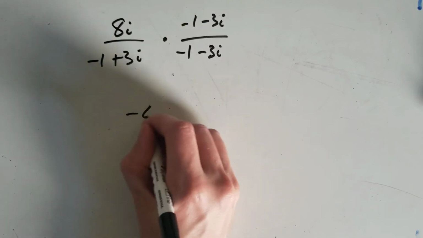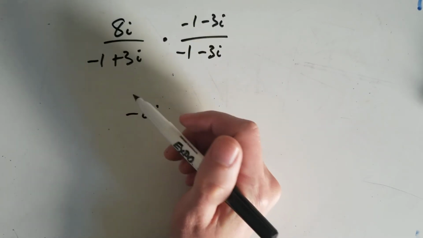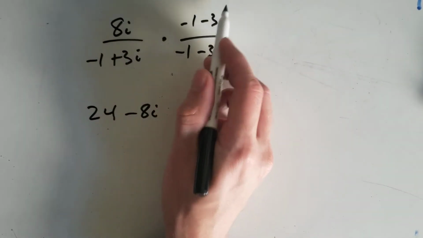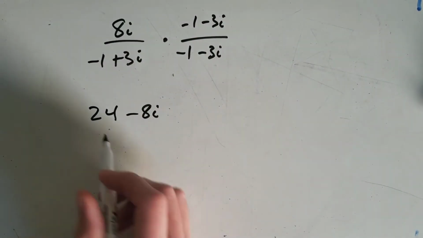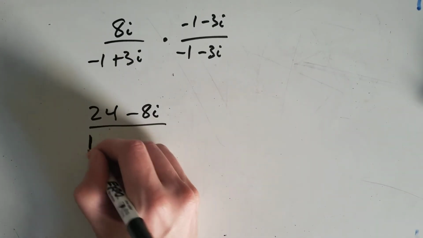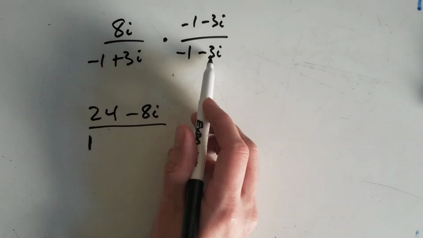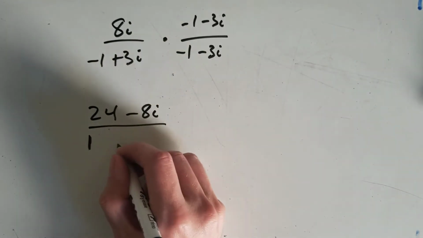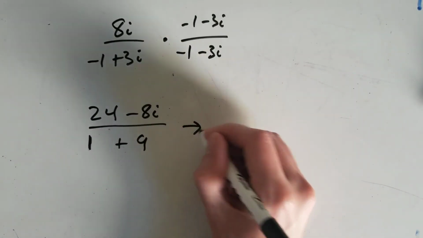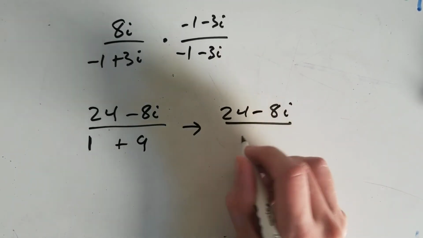We'll end up with minus 8i, and then 8i times negative 3i would give us a positive 24, believe it or not. You'll have negative 24, and the i squared gives you a negative 1, so it'll become positive here. On the bottom, we'll have negative 1 times negative 1 is 1. Those two middle terms are going to cancel out, and then we'll end up doing 3i times negative 3i, which will give you negative 9i squared, which will end up being plus 9. So we'll end up with 24 minus 8i all over 10.